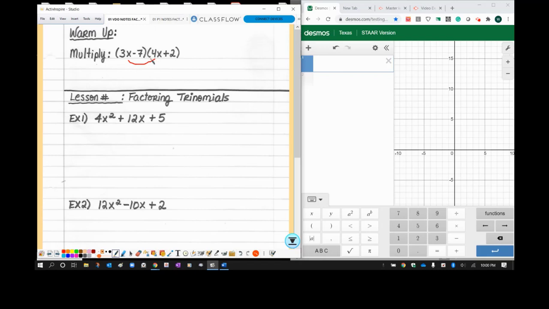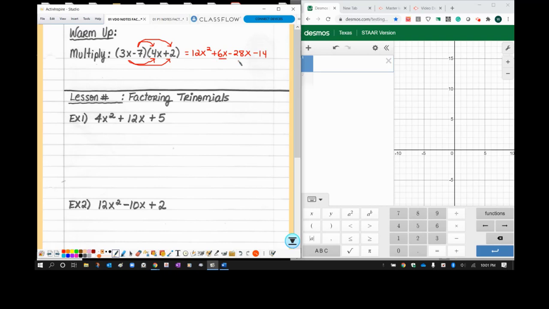Basically, I take the first term and I multiply by each term in the second parenthesis. And I take this term and multiply by each term in the second parenthesis. So this would be 3x times 4x equals 12x squared. Then I'll do 3x times 2 equals 6x. And then negative 7 times 4x is negative 28x. And negative 7 times 2 is negative 14.